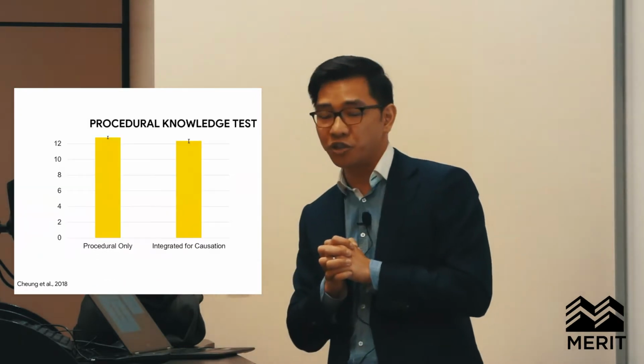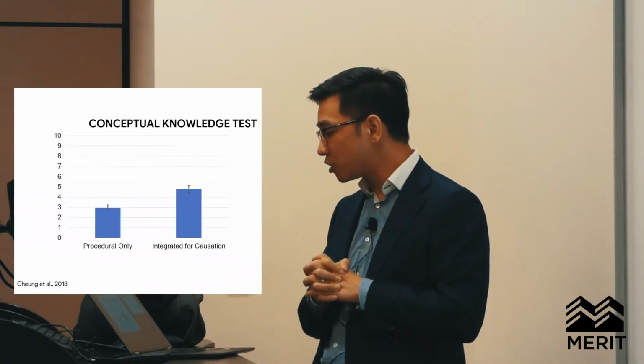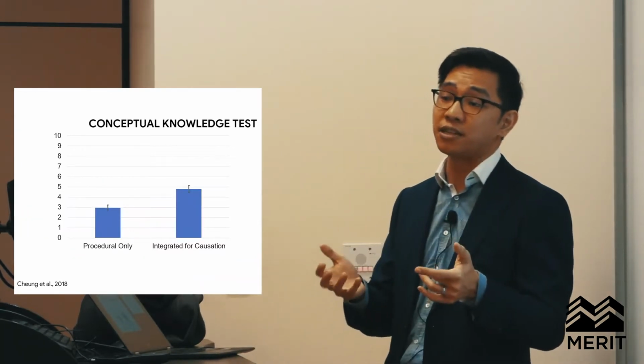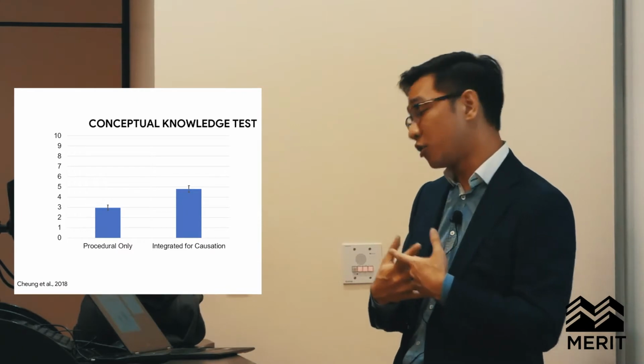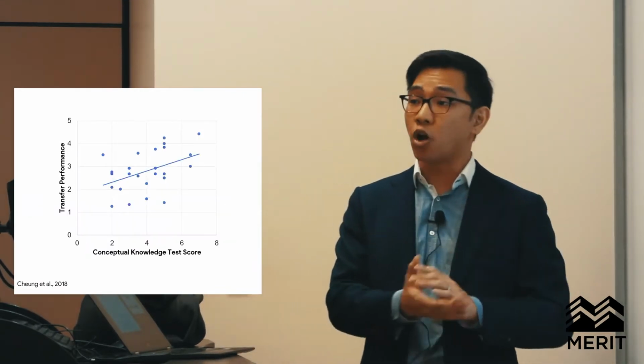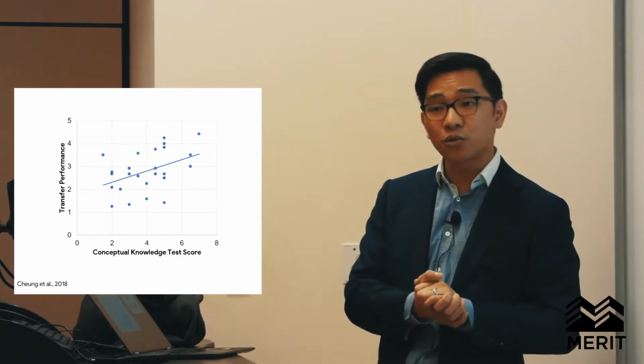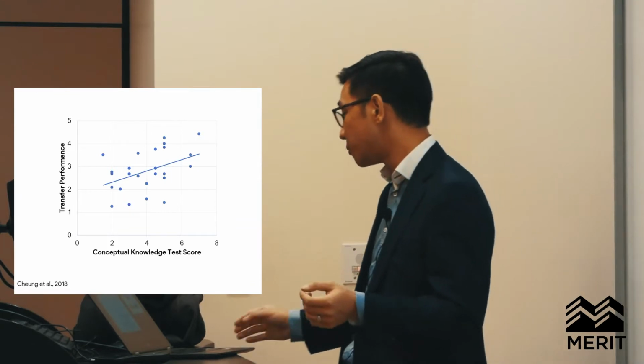Well, when we look at just the procedural knowledge scores, we find no differences between the groups. But when we look at conceptual knowledge scores, we find that individuals that viewed this integrated for causation video had higher conceptual knowledge scores. And further, when we look at this relationship between conceptual knowledge and transfer performance, we find that trainees that had higher conceptual knowledge scores tended to perform better on transfer.